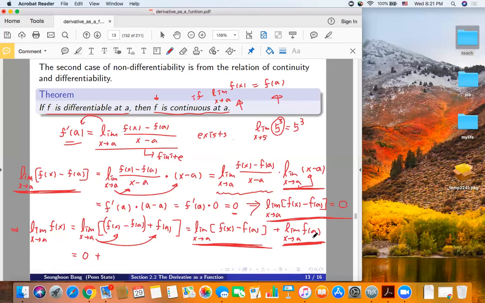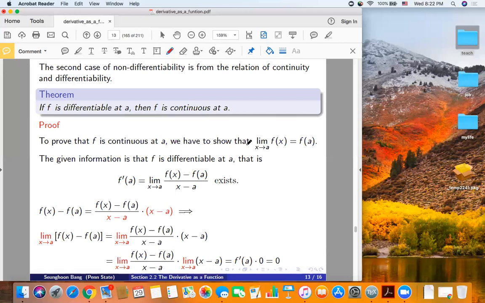Here, what's f of a? This f of a is a function value, exactly constant. Limit of a constant is the constant f of a. We have 0 plus f of a, which is f of a. What's the conclusion? Limit of f of x as x approaches a is f of a. I proved the function f is continuous. That's it. This is the whole procedure for proving this theorem.